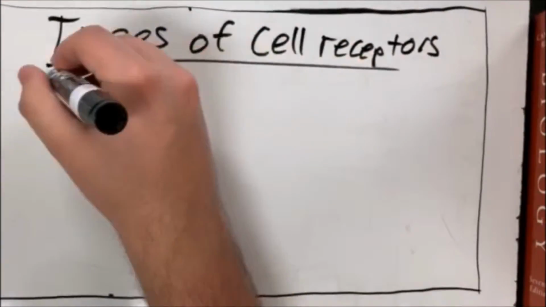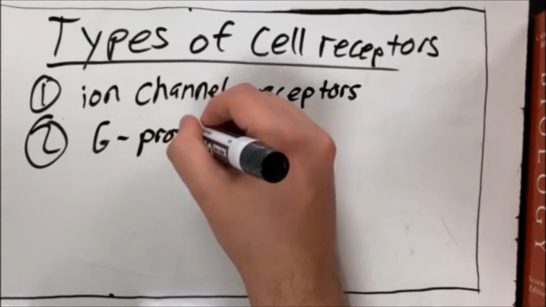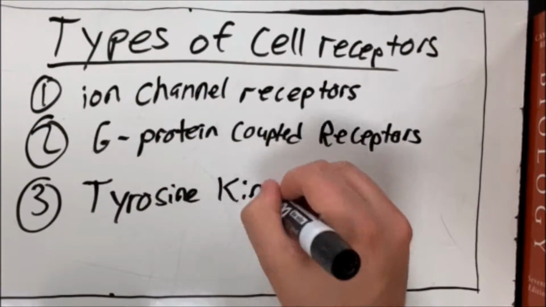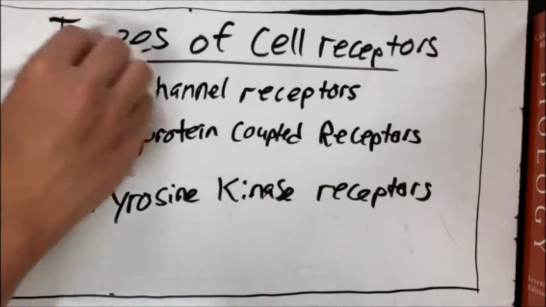There are three types of cell receptors. These include ion channel receptors, G-protein coupled receptors, and tyrosine kinase receptors. The first we will cover are the ion channel receptors.